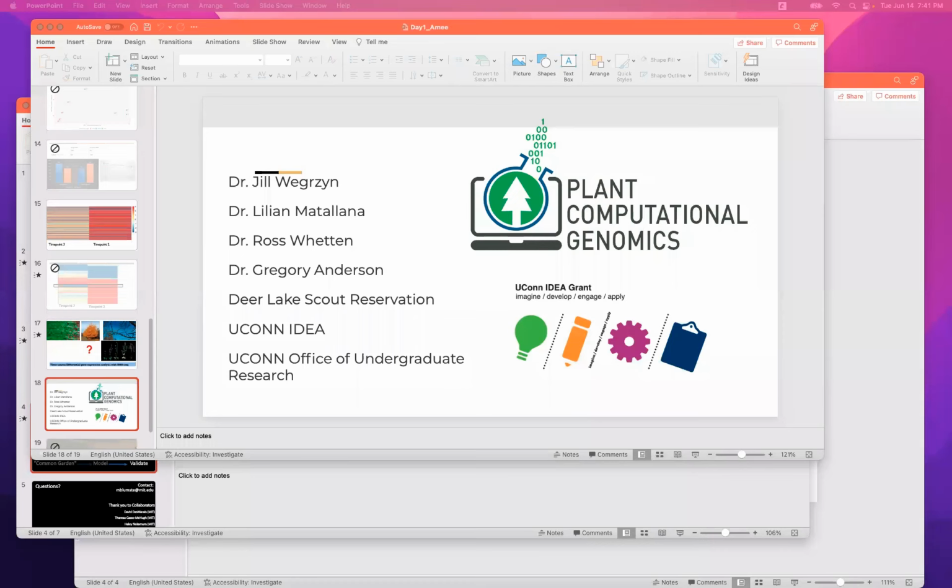So our next speaker is Kathy Cullingham, and Kathy's going to talk to us about differential introgression of putative adaptive loci across the mosaic lodgepole jack pine hybrid zone.